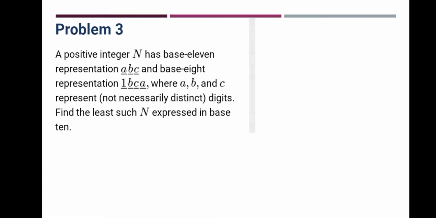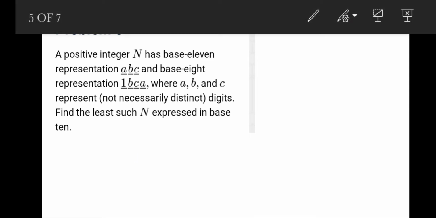Welcome to another video. In this video we will discuss problem 3 from AIME 1 2020, and here is the view of the problem. A positive integer n has base 11 representation ABC and base 8 representation 1BCA. We have to find the least such n, expressed in base 10. Okay, let me write here.